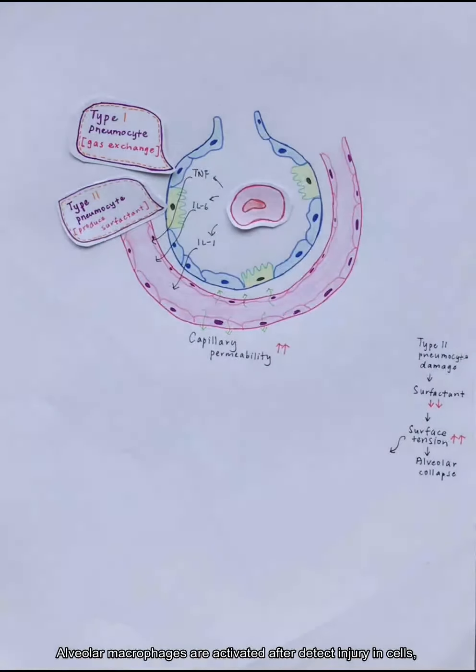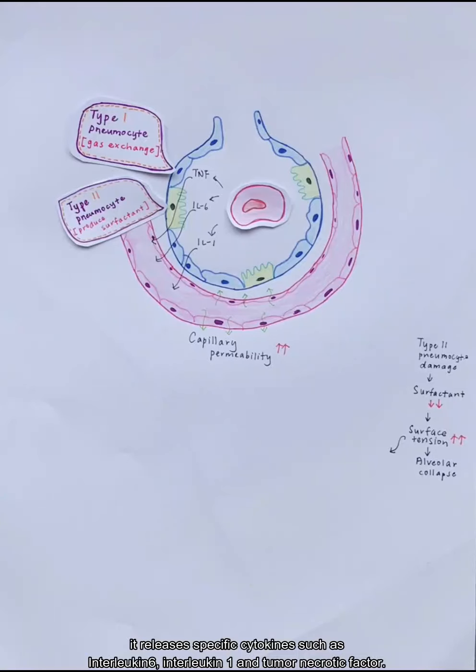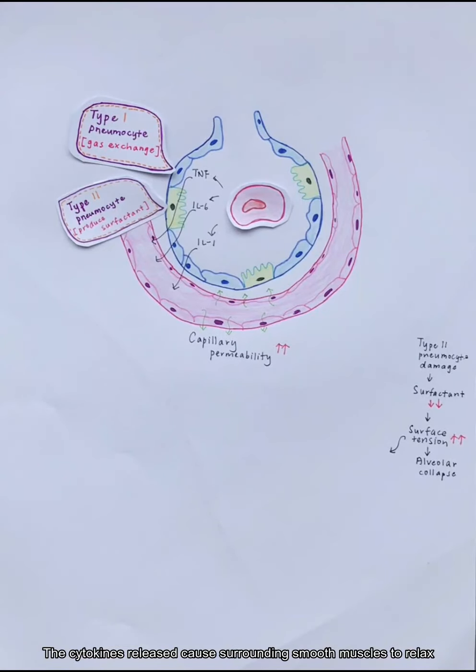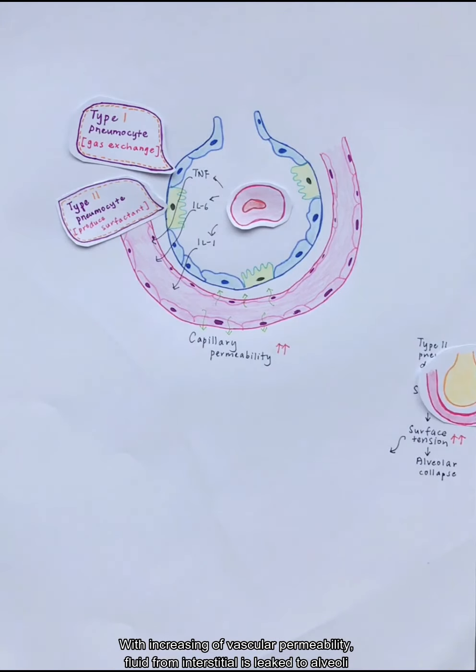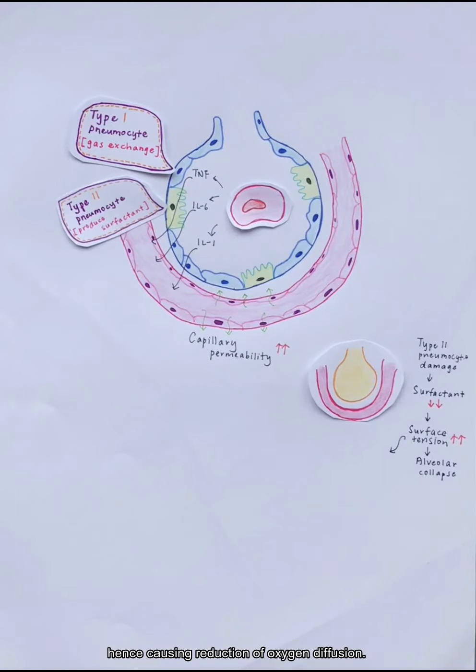Alveolar macrophages are activated after detecting injury in the cell. They release specific cytokines such as interleukin-1, interleukin-6, and tumor necrosis factor. The cytokine release causes surrounding smooth muscle to relax, then leads to an increase of capillary permeability. With increasing vascular permeability, fluid from the interstitium is led to the alveoli, hence causing reduction of oxygen diffusion.